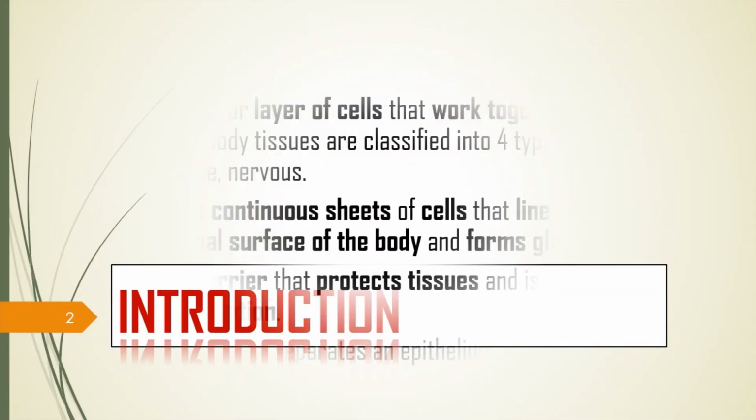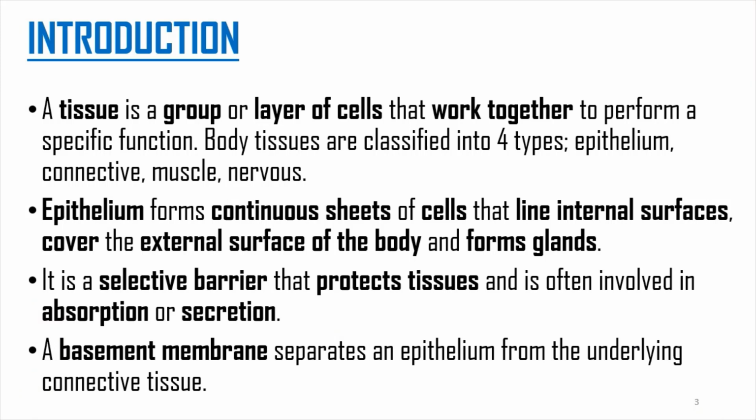So the introduction is that you must know what a tissue is, because today we're looking at tissues. A tissue is a group or layer of cells that work together to perform a specific function. Body tissues are classified into 4 types: epithelial tissue, connective tissue, muscle tissue, and nervous tissue. Despite the body's complexity, there are only 4 basic tissues. Today we're looking at epithelial tissue.